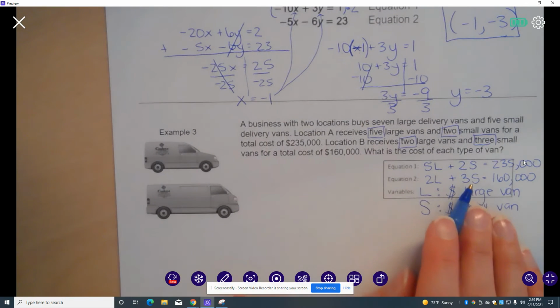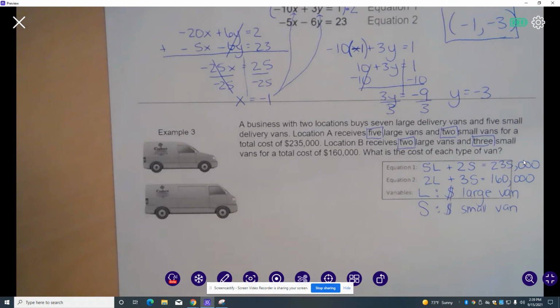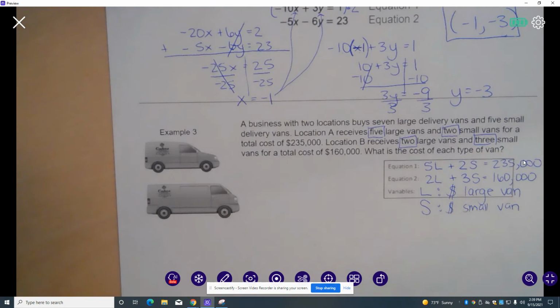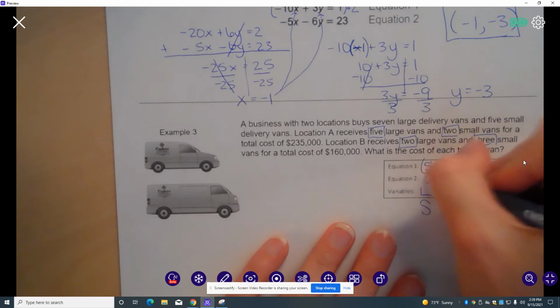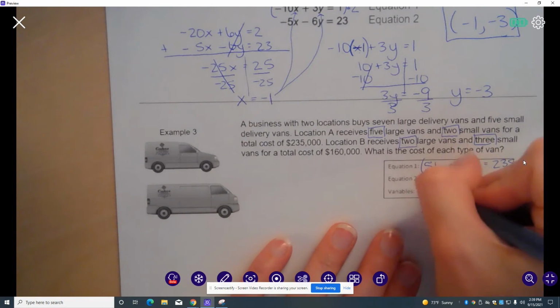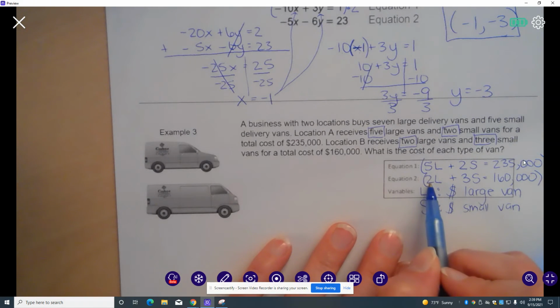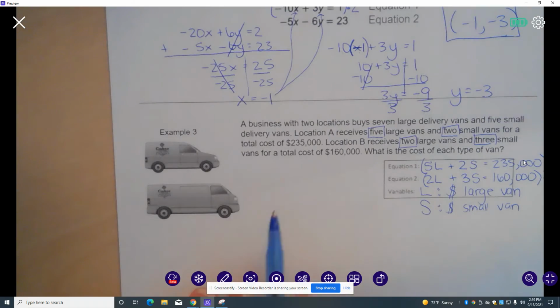I'm going to solve using elimination. I'm noticing that I do not have opposite coefficients. So what I can do is I can get the L's to cancel. And I'll times the top equation by -2 to get a coefficient of -10. And then I can times the bottom equation by +5 to get a coefficient of +10. Okay, and that will make the L's cancel when I go ahead and add my equations.